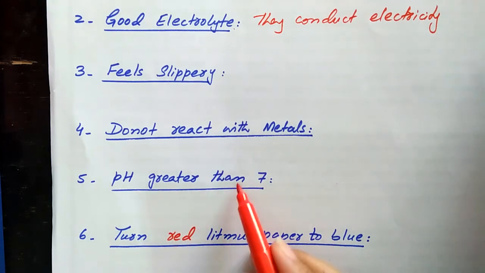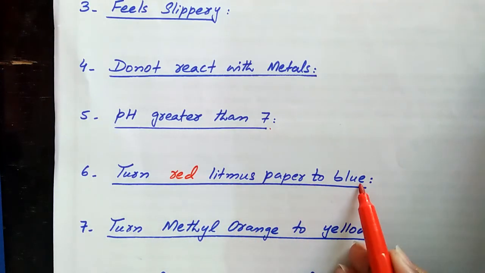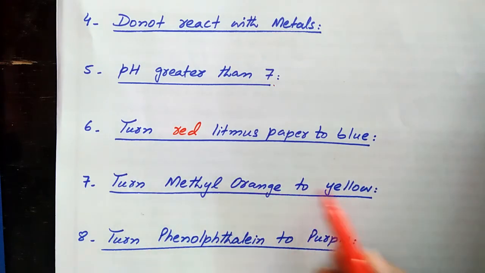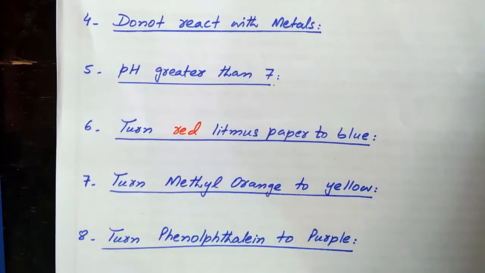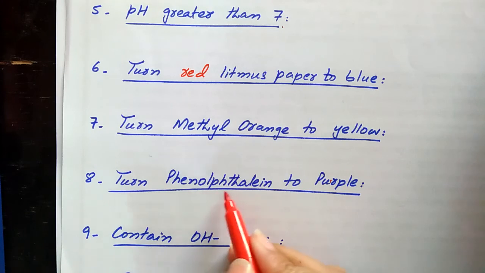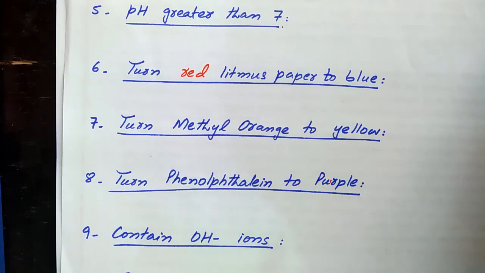Bases have pH greater than 7. They turn red litmus paper to blue. And they turn methyl orange to yellow. They turn phenolphthalein to purple in color. Phenolphthalein is an example of another indicator. They turn phenolphthalein into pinkish purple color.